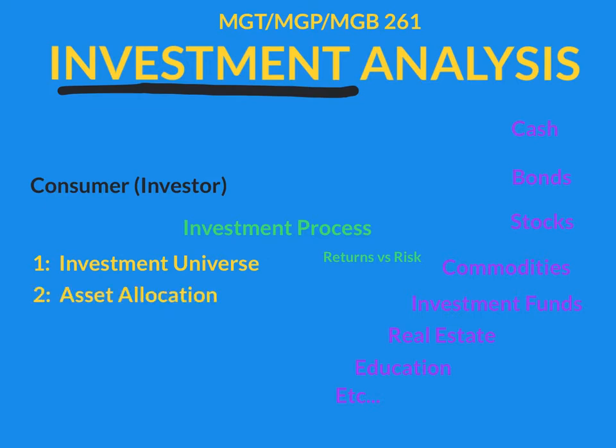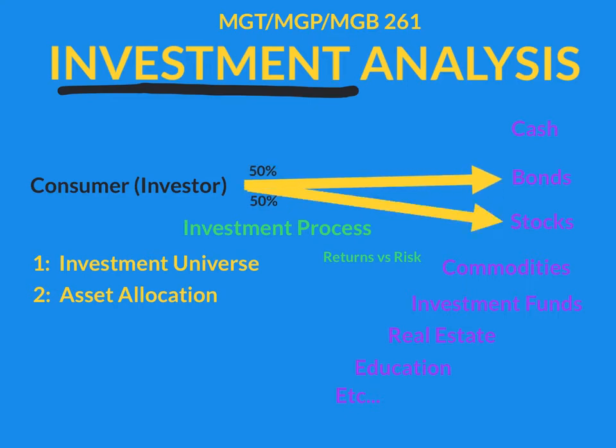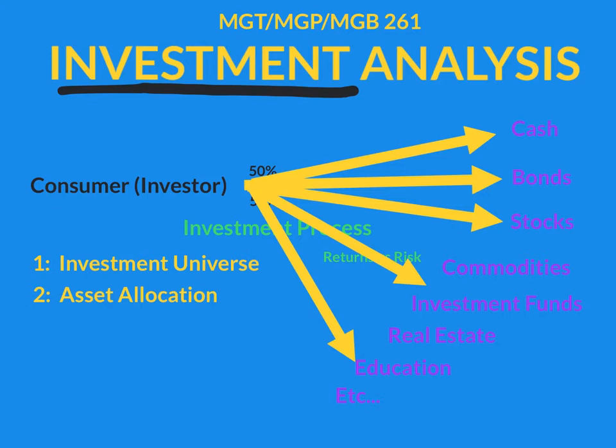Second, once we know what the investment universe looks like, we discuss how to decide where to put our money. This process is called asset allocation. We could put all of our money into stocks, or we could put all of our money into bonds, or we could diversify our money into both stocks and bonds, or even into any one of these other investment categories. We can even put our money into cash, or borrow cash and use leverage to put even more money to work. Asset allocation is the process of deciding how to spread out our money into these various categories.